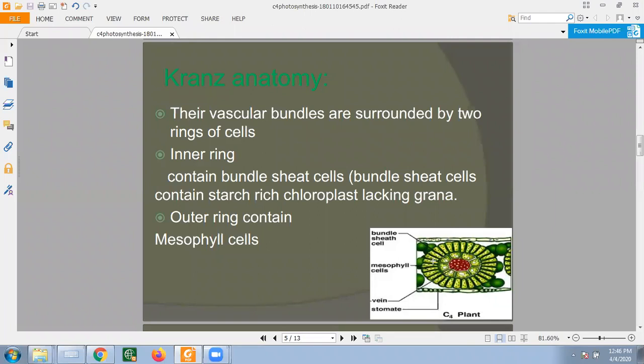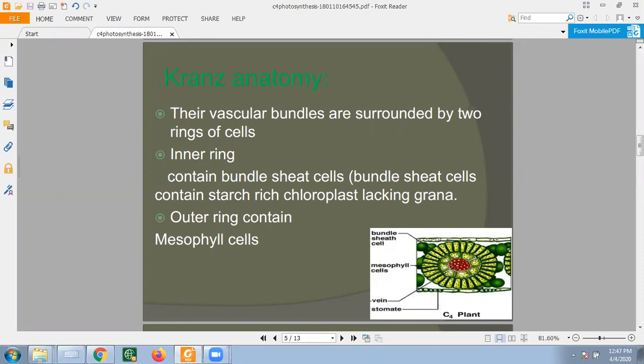They lack the grana. Grana is absent in this chloroplast, and it contains starch in this structure. Grana is absent in the chloroplasts of these bundle sheath cells. And then the chloroplasts in mesophyll cells. Here the mesophyll cells are present.